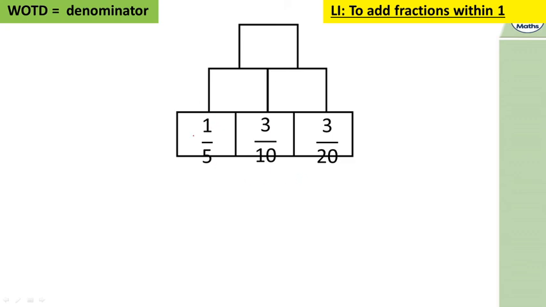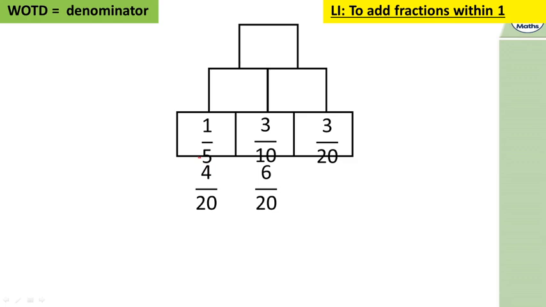What do we know about adding fractions? We know the denominators need to be the same to add them. To make it easier, we can make these 3 denominators the same. So we could change our 5 so it equals 20 and our 10 so it equals 20. So have a little pause. How can you change that into 20ths?